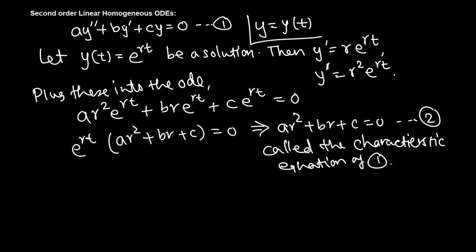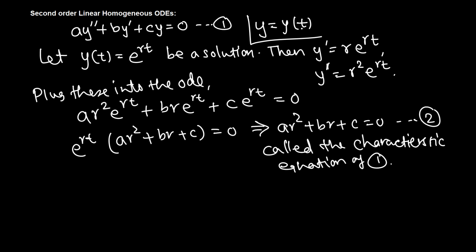Second order linear homogeneous ODE. In fact, these are constant coefficients. A, B, C are constants. Homogeneous means the right hand side is 0. Obviously, second derivative, so second order. Linear means y, y prime, y double prime, and the coefficients are just constants or functions of the independent variable.